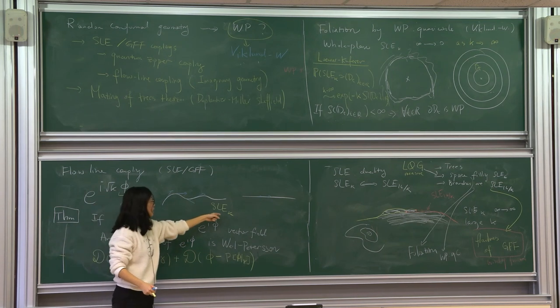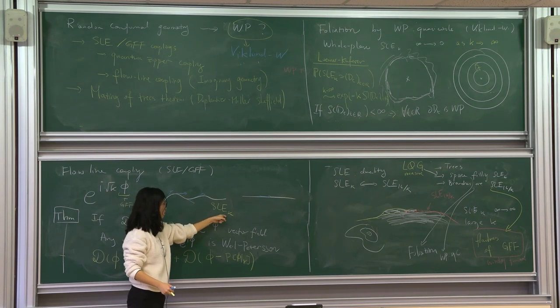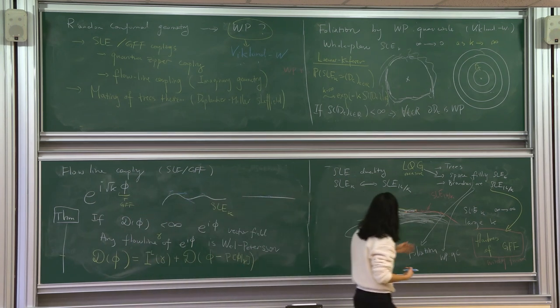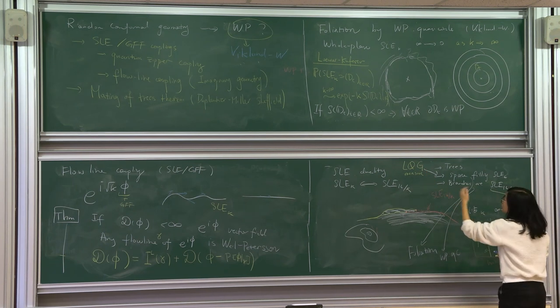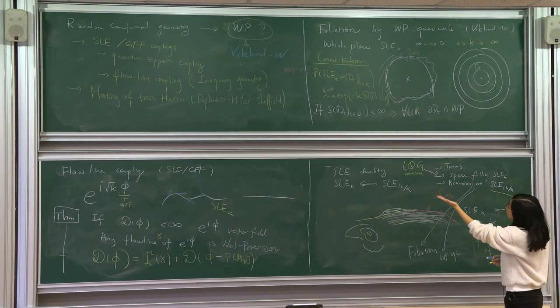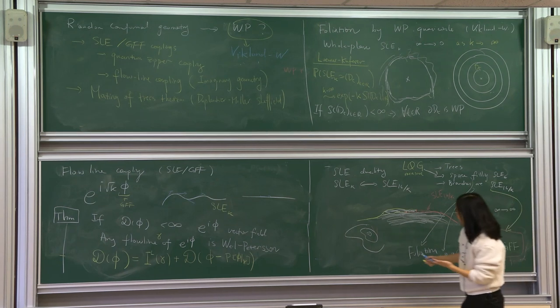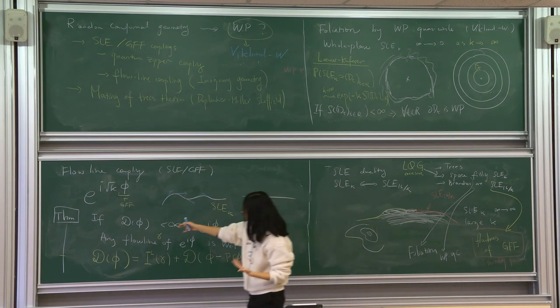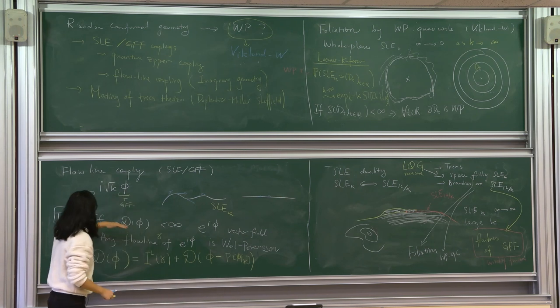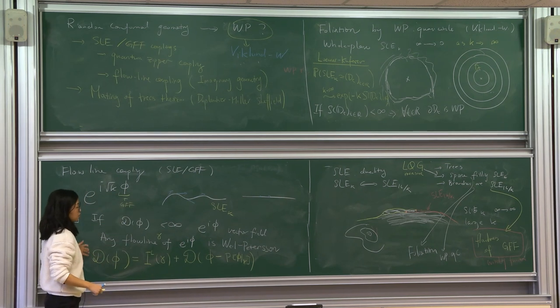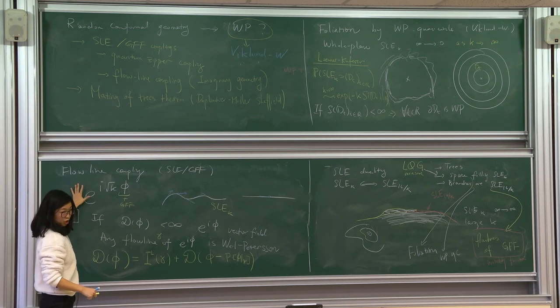Whereas for SLE, everything is a fractal curve. It's a bit hard to deal with. It's a random object. And for Liouville quantum gravity as well, you're taking the exponential of some distribution. It's hard to deal with. But if we look at this finite Dirichlet energy field, then everything will be well-defined, but we can still recover a similar structure as you see from the random conformal geometry.